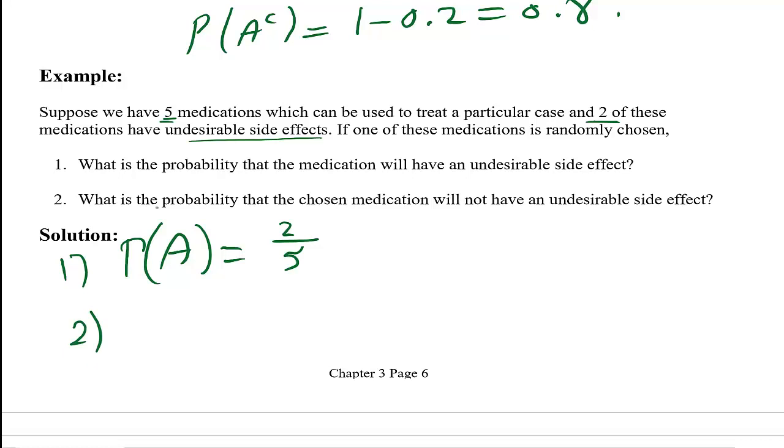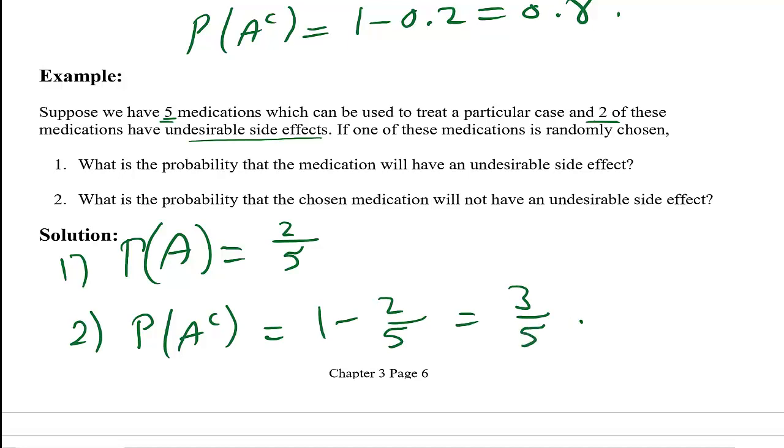Now, part 2, what is the probability that the chosen medication will not have an undesirable side effect? It is probability of A complement, which is 1 minus 2 over 5, which is 3 over 5.